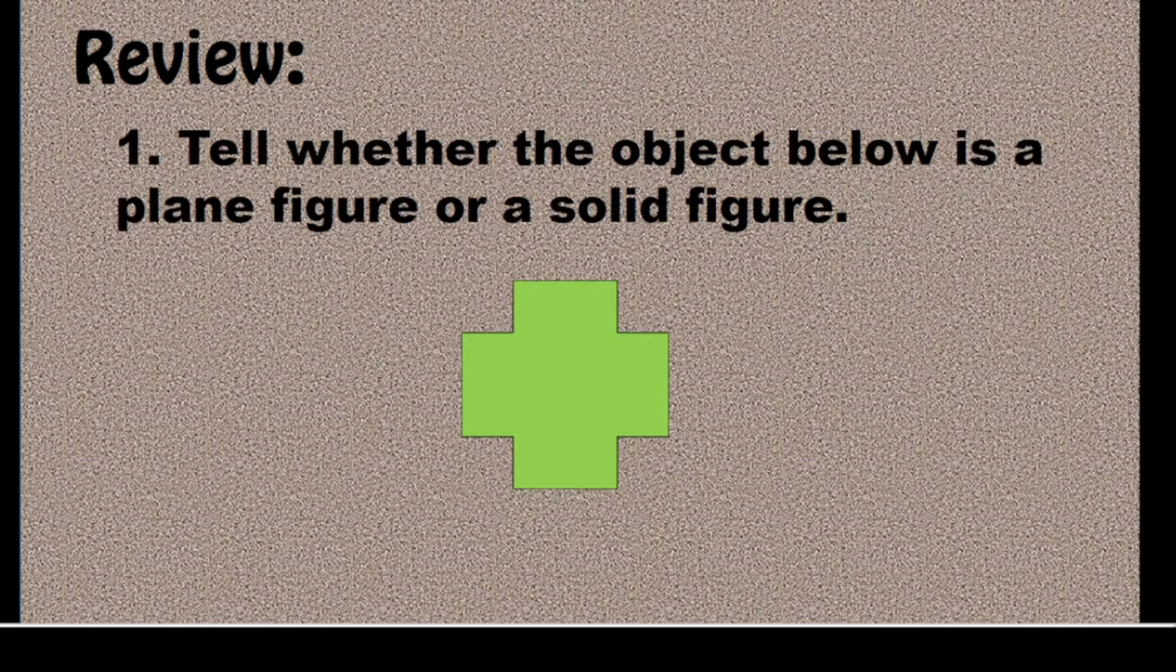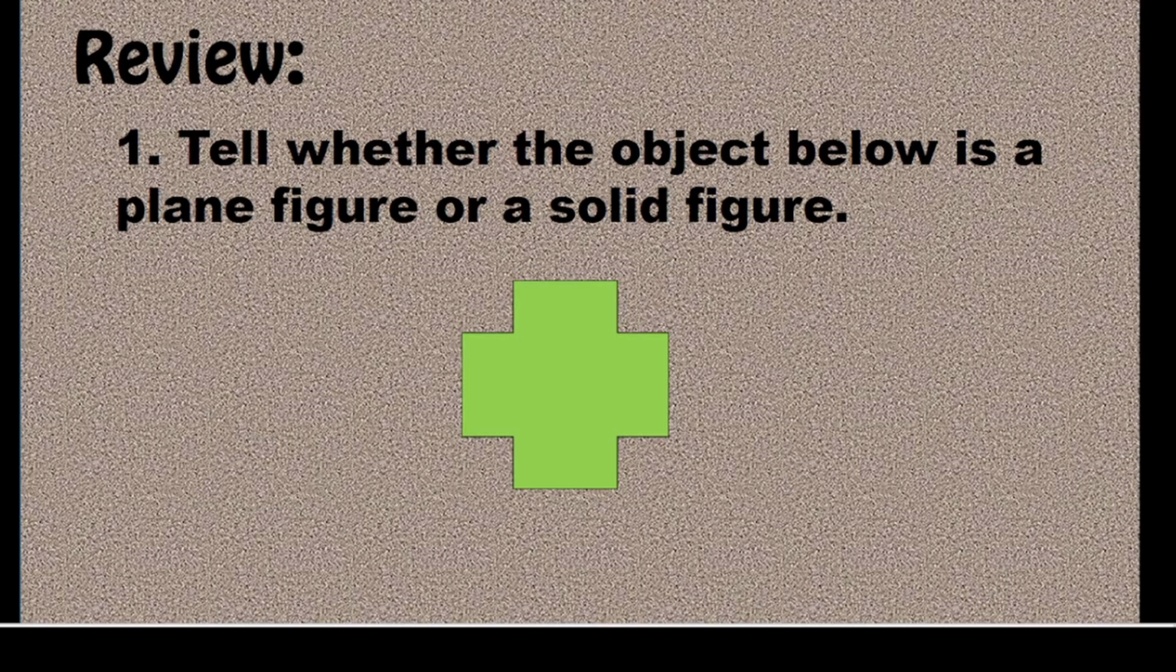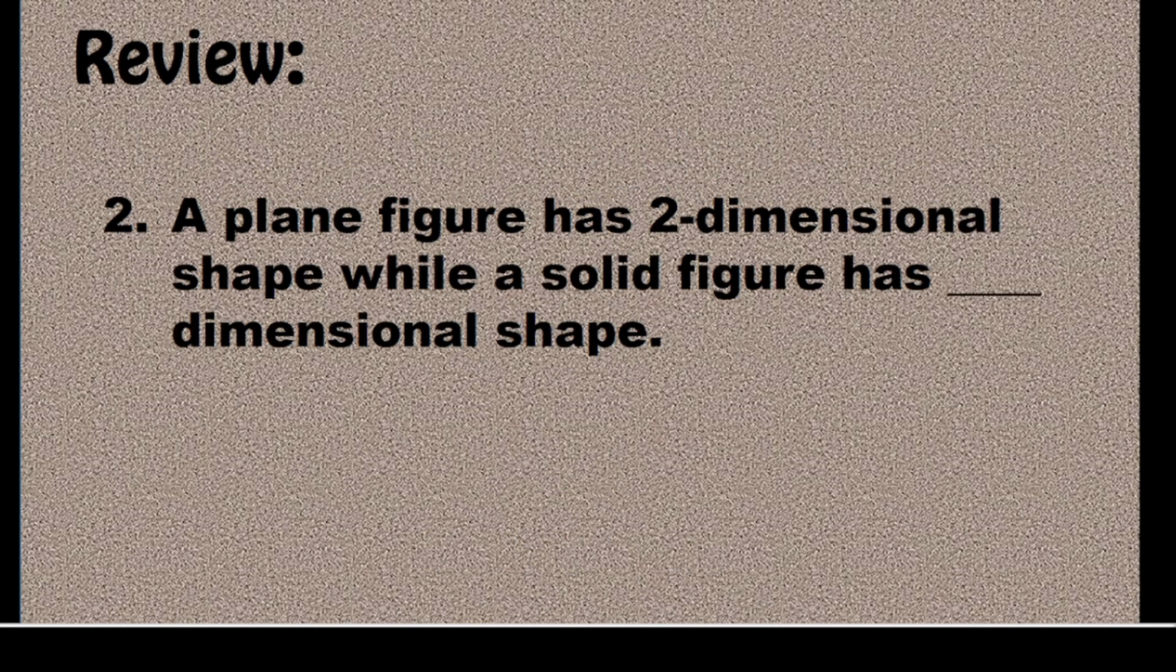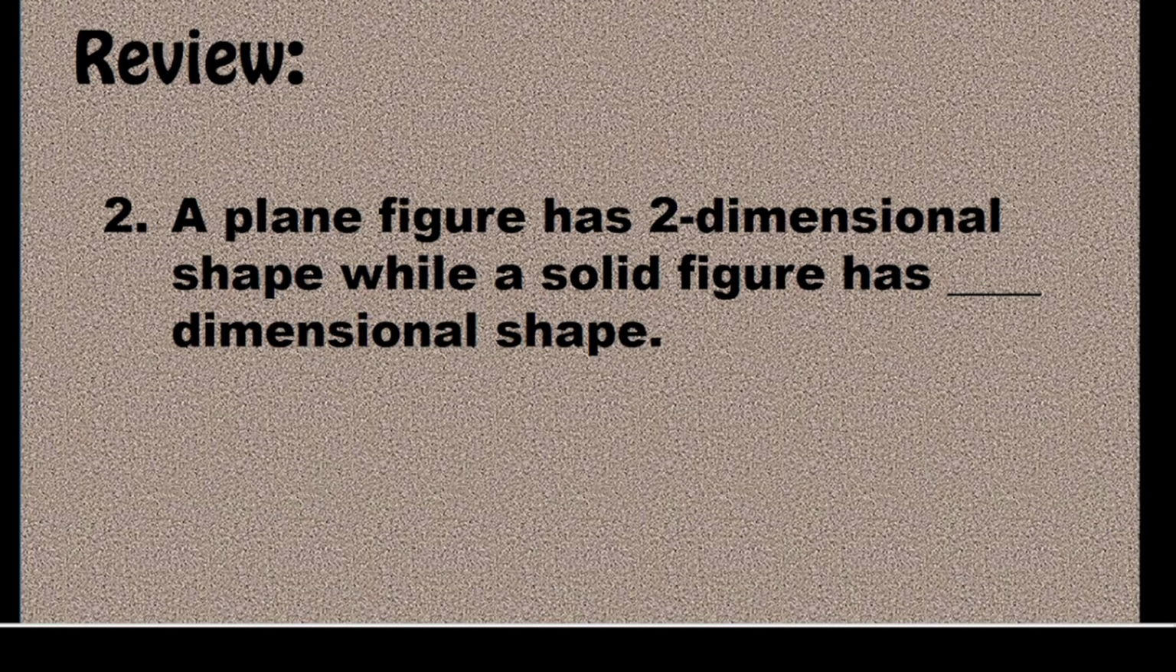Ready? Number 1, tell whether the object below is a plane figure or a solid figure. You got it right. The answer is plane figure. Number 2. A plane figure has two-dimensional shape, while a solid figure has blank dimensional shape. Good job! The answer is 3. A solid figure has three-dimensional shape.